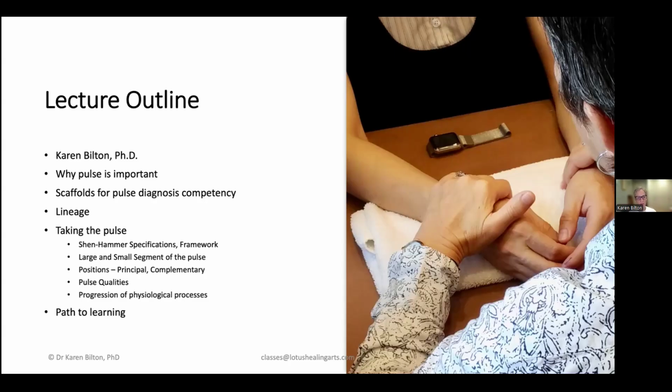Now, this is a lineage method. I'll go briefly into the lineage of this pulse diagnosis method. And then I'll talk very briefly about taking the pulse, about the specifications and the framework of the system, the large and small segments of the pulse, the principal and complementary positions, and I'll introduce the categories of pulse qualities and talk about how you can monitor the progression of physiological processes on the pulse. And then finally, I'll just outline the pathway to learning.